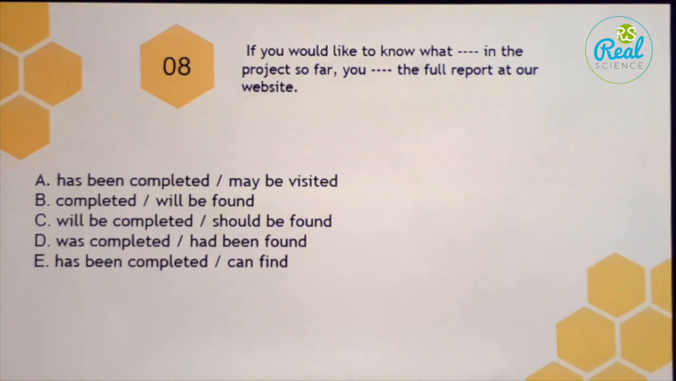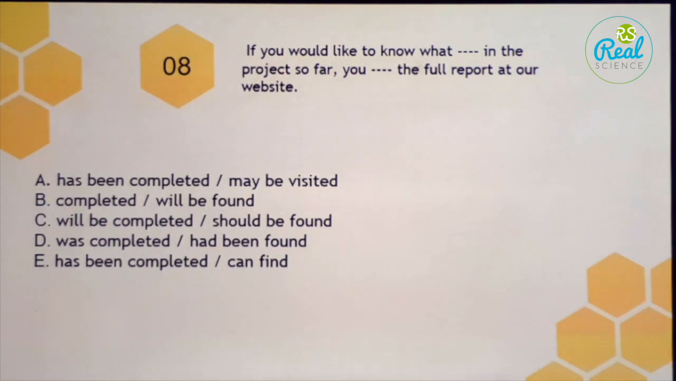Next one. If you would like to know what in the project so far, view the full report at our website. So what answers can be excluded straight away when you have so far? C, B, D. These three can be excluded.